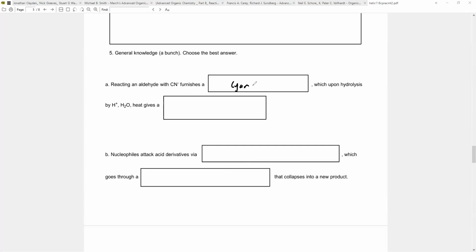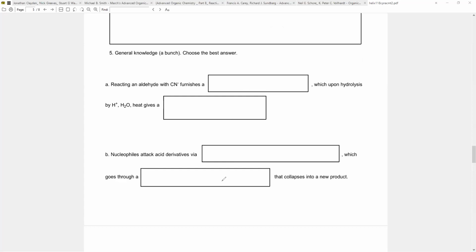I don't know if you're going to have vocab, so I'll just speed through it. Cyanohydrin and then alpha hydroxy acid. Some of you might have put carboxylic acid here. Remember, it's specifically alpha hydroxy acid, right? You're specifically furnishing this compound here. So you need to know that term, alpha hydroxy acid.